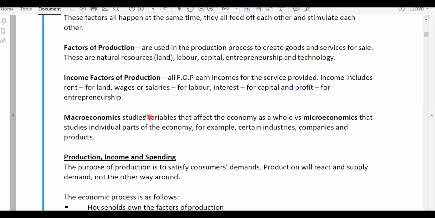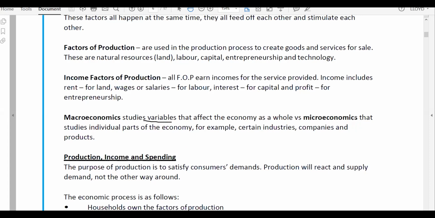And then there's a distinction, of course, we did mention it, between macroeconomics and microeconomics. Macroeconomics studies variables that affect the economy as a whole. That is what we're going to be looking at. We're looking at variables which affect the economy as a whole, not just a segment of the economy, but rather the economy as a collective entity. So if a variable affects the whole economy, then it becomes part of macroeconomics that we can study.